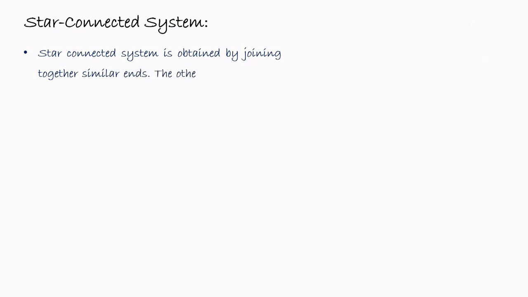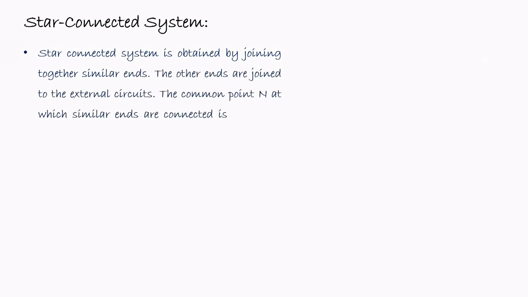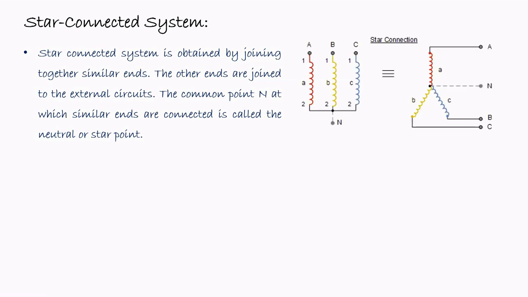The star-connected system is basically obtained by joining together the similar ends, and the other ends are joined to the external circuit. Here, there is a common point at which the similar ends are connected, and this point is called the neutral point, or it can also be called the star point or star-connected point. So let's see this figure.